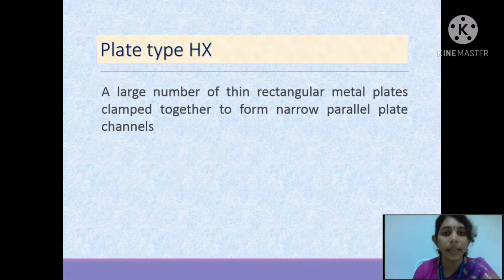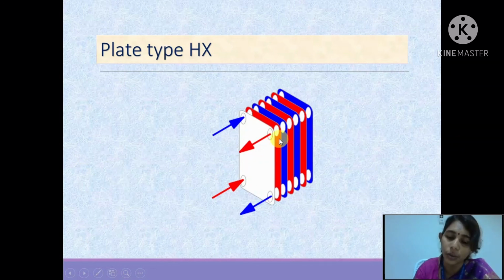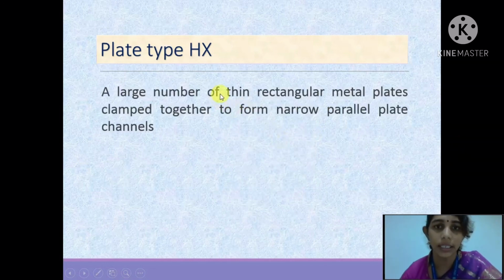So the next is plate type heat exchangers. Looking at this figure, you can see a sequence of parallel rectangular plates which are clamped together. Because of this clamping, you can see the channels in between, 3 red channels and 3 blue channels. So totally 6 channels are formed. The fluid will be allowed to flow through these channels. So the definition is a large number of thin rectangular metal plates which are clamped together to form narrow plate channels. As the fluid passes through these alternate channels, heat is transferred among them.